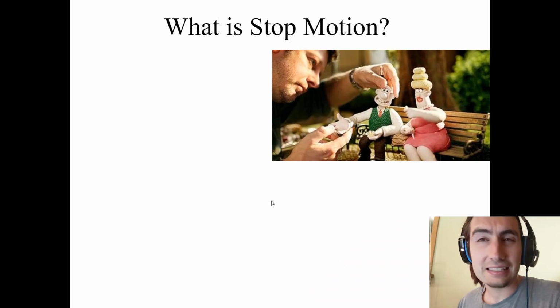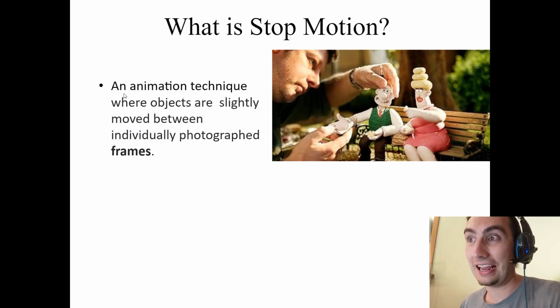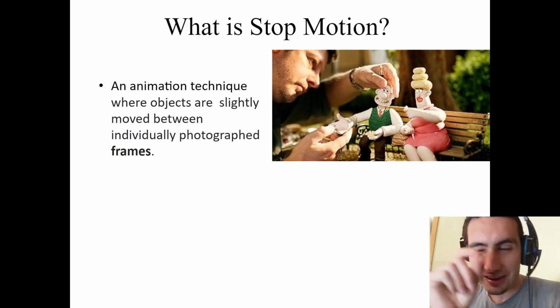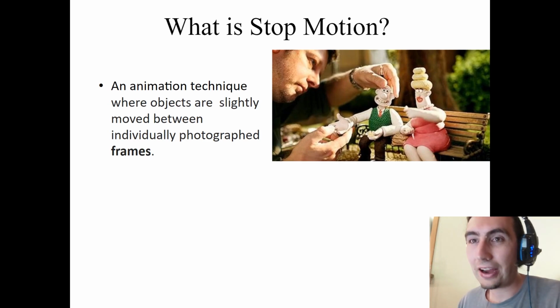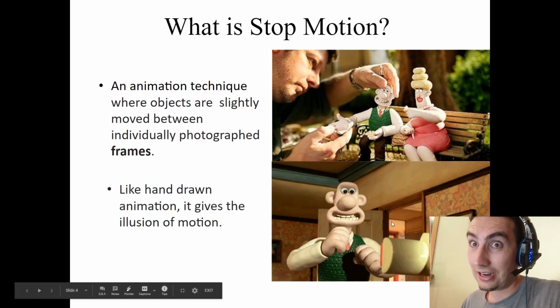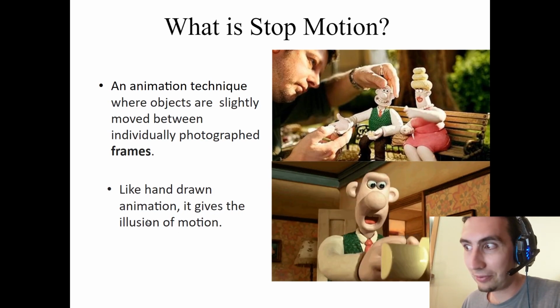But what is stop motion? It's an interesting one for sure. It's an animation technique, of course, where objects are slightly moved between individually photographed frames. So it's like other animations, but instead of being drawn, it's simply objects that are moved just a tiny bit each frame. If you don't know what a frame is, we'll go over that in a second. Like hand-drawn animation, it gives the illusion of motion. For example, Wallace and Gromit here.